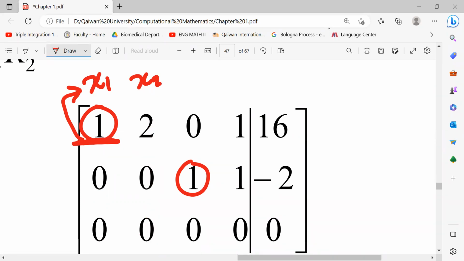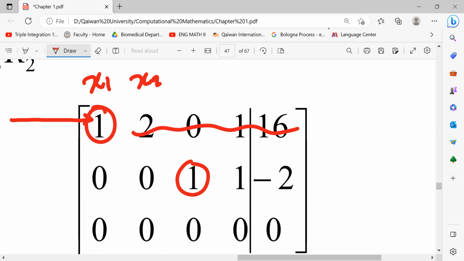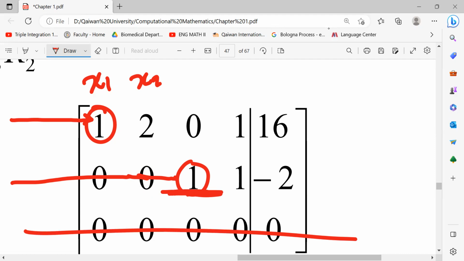Do you know how to find the leading entries? Look, we go through the row. This is the first non-zero entry in this row, so this is the leading entry. These are not leading entries, even if they are not 0. And in the second row, this is not a leading entry because it is 0, and this is not a leading entry because it is 0. So this one is the leading entry. But here we have no leading entry. Okay?